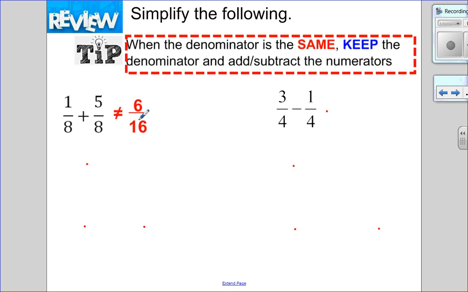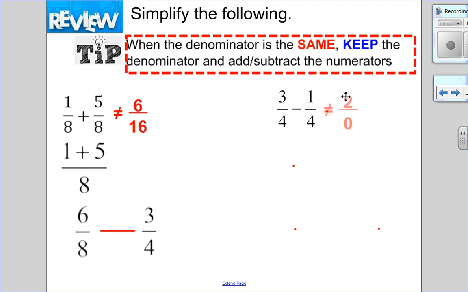That's not right. So because the denominator is the same, I can keep my denominator as 8 and add my numerators, 1 plus 5, which is 6. Then I put that into lowest terms. Always reduce your fractions to 3/4. Let's look at the next example with subtracting. So again, we're not going to make that mistake of 3 take away 1 over 4 take away 0. We're going to keep the denominator the same and subtract the numerators, which is 2/4, or in lowest terms, a half.